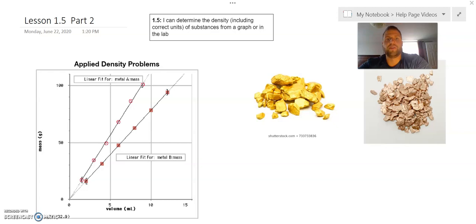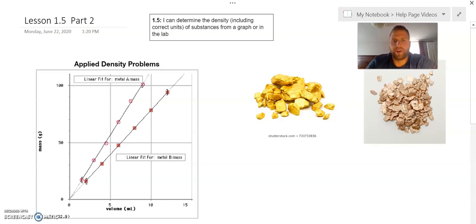1.5. I can determine the density including correct units of substances from a graph or in the lab. Today we'll be really focusing on how do we collect density data in a lab, and using cubes of different metals, how can we graph density also.